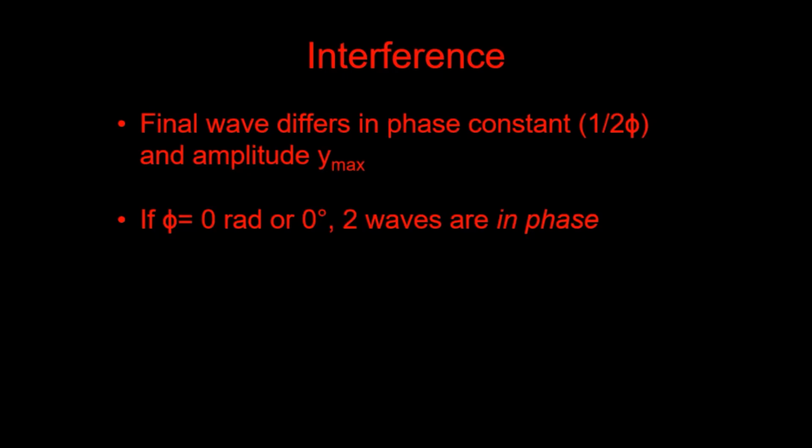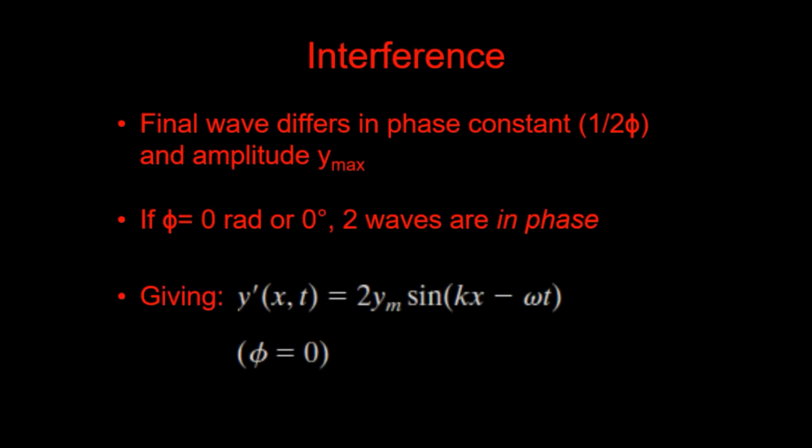So if we look at a case where phi is equal to 0 radians, or of course 0 degrees, our two waves are essentially in phase. This means y prime, our new amplitude, will be 2y sine kx minus omega t.